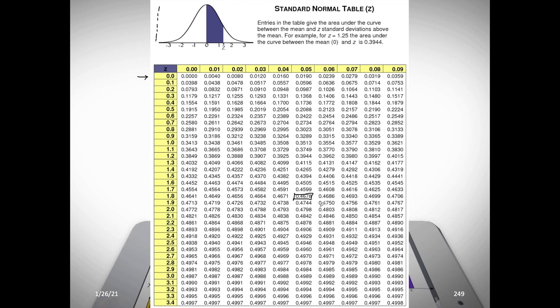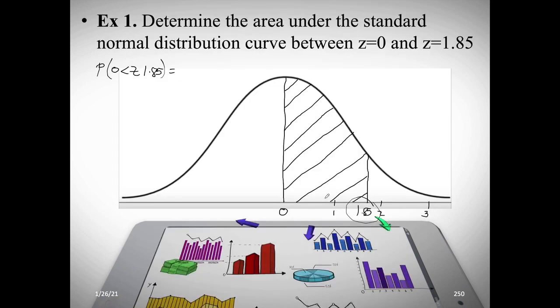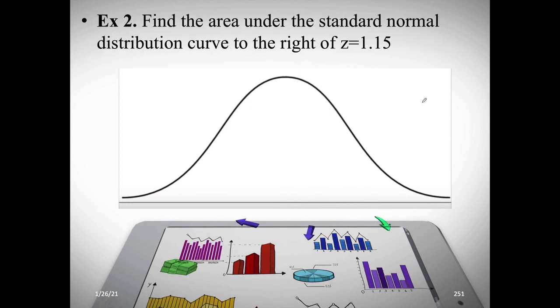Ayan. So, 0.4678. Or, simply, we can write this as 46.78%. So, that's it. Ganun lang kadali. Napaka-simple. 46.78%. Okay, next example.